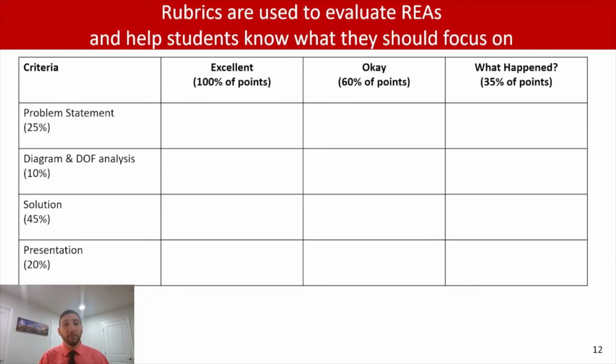So for example, in the problem statement, if it's excellent, the student has written something that makes a lot of sense. This is physically possible, that can be done. All the numbers work out, and it's easy for me to understand what they were saying. And it matches with their diagram that they drew, which is another reason I have them draw the diagram, so I know that they match what they wrote.